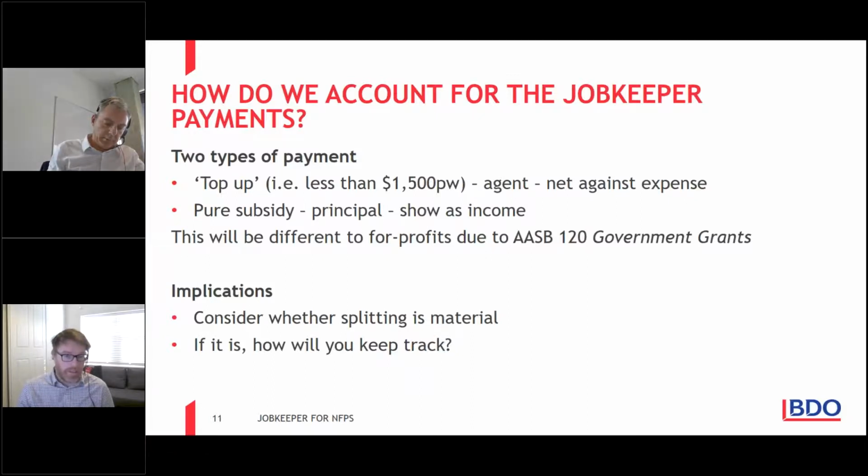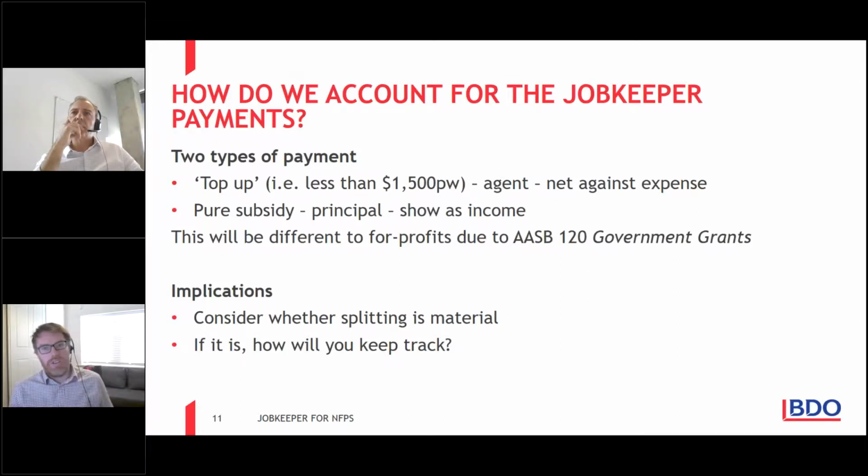That standard doesn't apply to not-for-profits, so you may see some discussion around that. The implication there is that within that standard there is the ability to net or gross up as required. So what we're getting at there is that there might potentially be two different accounting treatments for the one JobKeeper scheme, being one treatment for those casuals and people being paid under $1,500 and those being paid the full amount. So some implications to think about there.